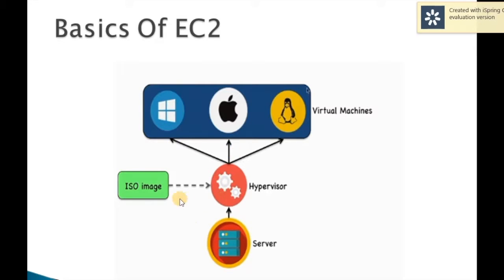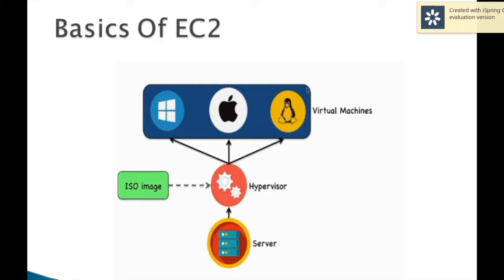For this, we'll give an ISO image as an input to the hypervisor. By using this ISO image, hypervisor will launch the virtual machines according to that ISO image. If you want now 3 virtual machines to be launched, we need 3 different ISO images. One for Windows, one for Mac, one for Linux. How does EC2 fit in this architecture?